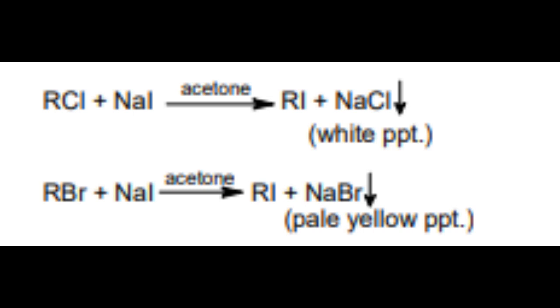Otherwise, warm the contents of the test tube for 3 to 5 minutes. The formation of a precipitate indicates the compound to be an alkyl chloride or an alkyl bromide. The tertiary alkyl chlorides and bromides react the fastest as compared to the other halides. The aryl chlorides and bromides do not form a precipitate in this reaction.